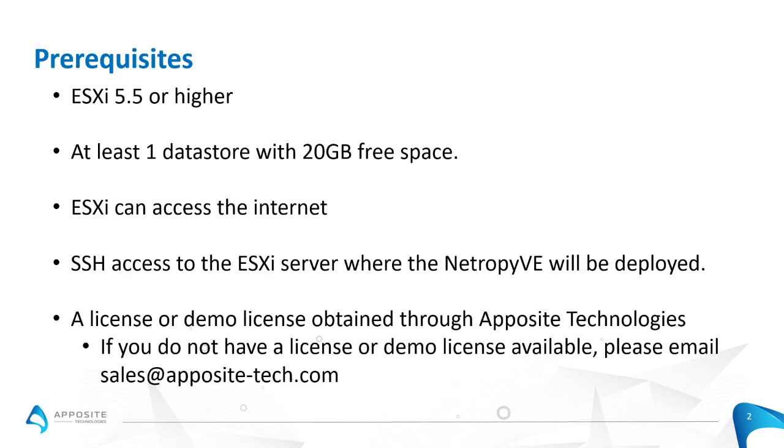So there are a few prerequisites before we get started. First off, you need to be running VMware's ESXi 5.5 or higher. You need at least one data store with 20 gigabytes of free space. Your ESXi can access the internet. We will need access to the internet so that your virtual appliance can get licensed. You have SSH access to the ESXi server. It's on and working, and you can log in. And you have a license or a demo license that you obtained through Apposite Technologies.